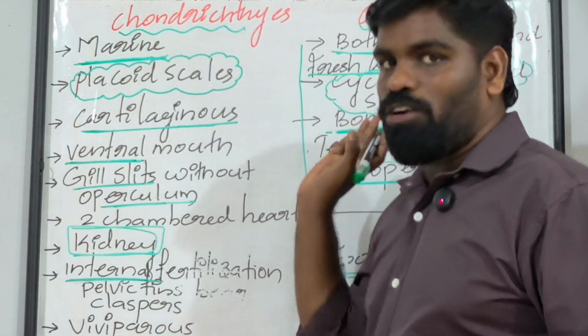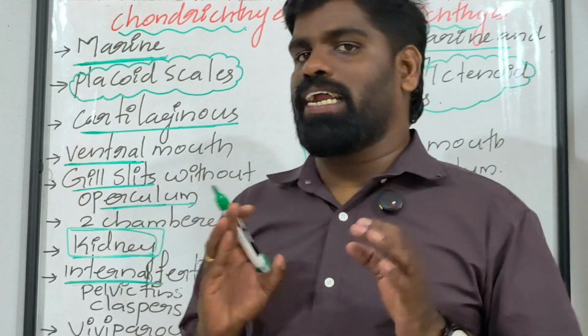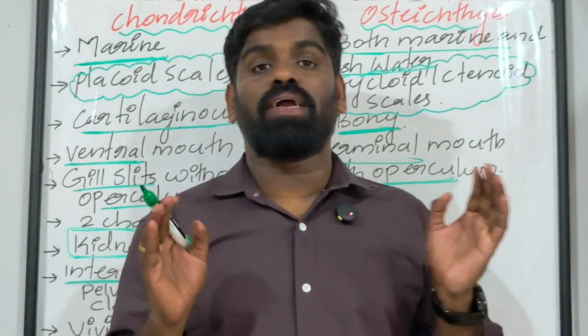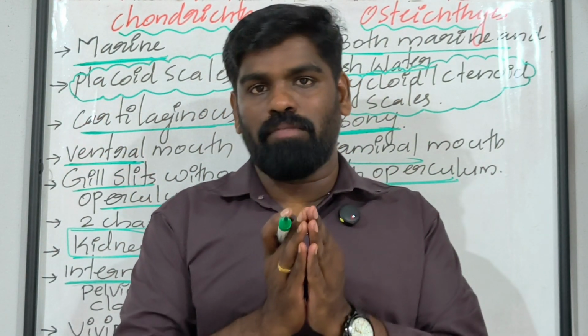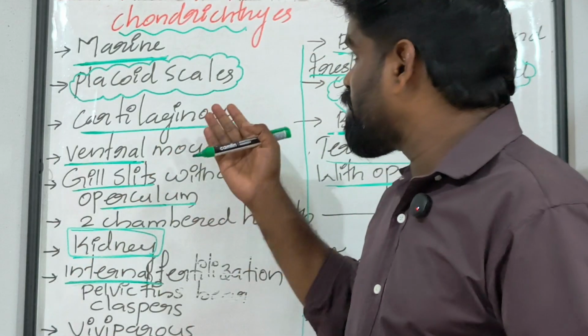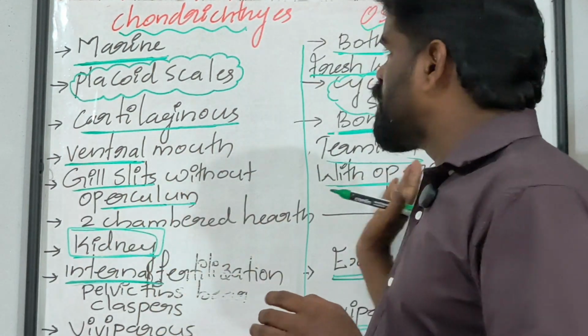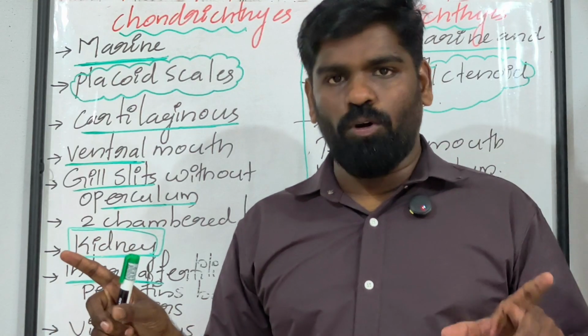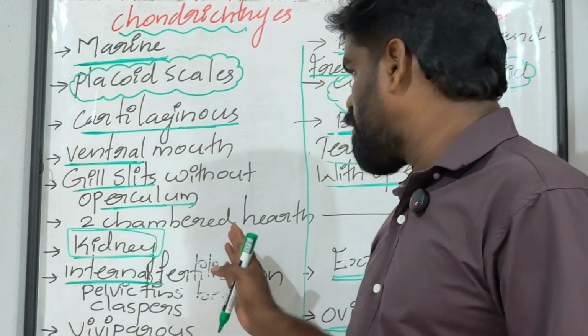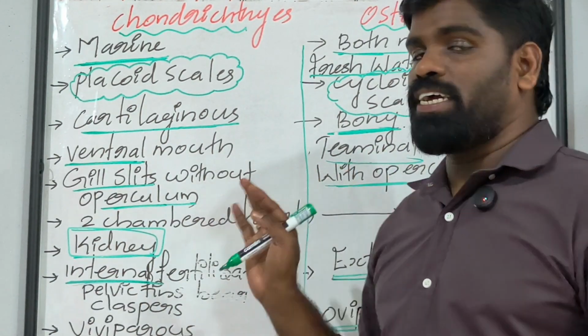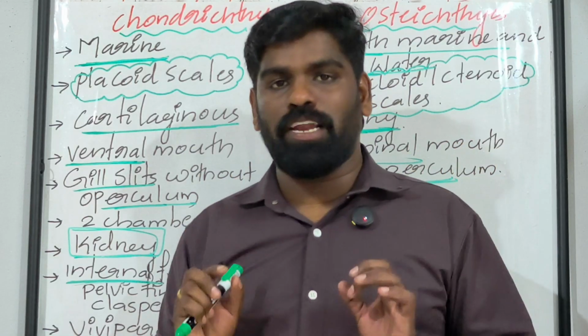So I have already told you that for remembering the characters also we have to compare and study, then only we can remember. Okay, now in case of Chondrichthyes, we can say that actually both of them have a streamlined body, so that you have to keep in your mind. Chondrichthyes and Osteichthyes both have a streamlined body.